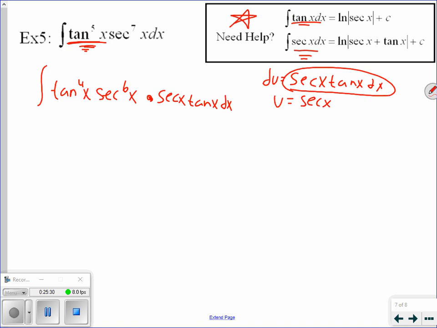I just pulled out one power, so this will end up being my du. Now, if that's the case, I need to get everything in terms of secant. Well, I got secant to the 6 right here. I've got to get something plugged in for tan that's equivalent to secant. Well, again, all it is is just an application of the Pythagorean identity.